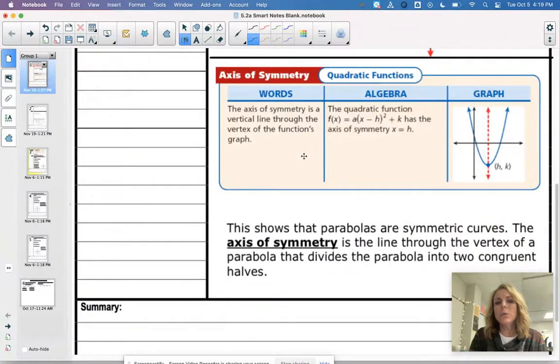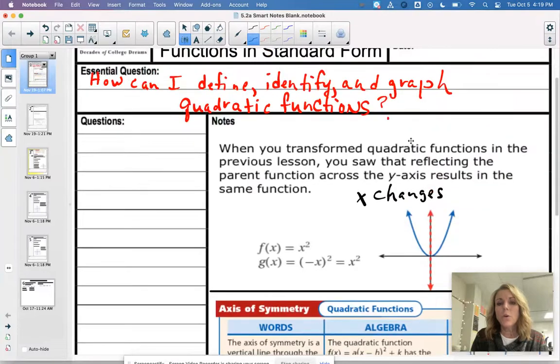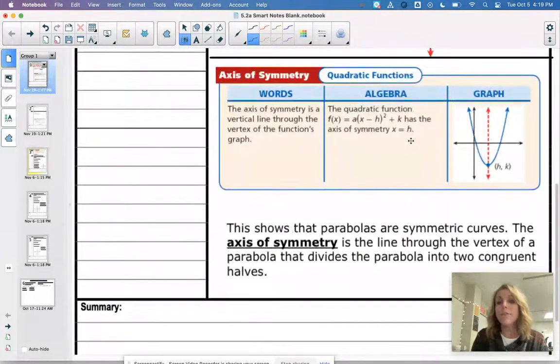Axis of symmetry, what is that? That is a vertical line through the vertex of the function's graph. The quadratic function right here has the axis of symmetry at x equals h. So when the function is in vertex form, it's very easy to get the axis of symmetry. We just grab the value within the parentheses, but don't take the minus of it, take the opposite of what you see, and that is your axis of symmetry. It's a line that cuts the parabola in half.